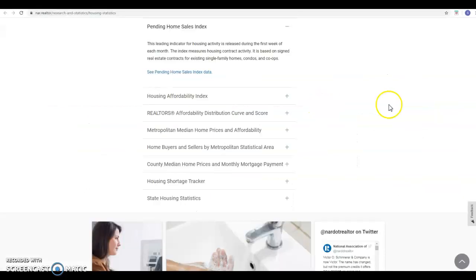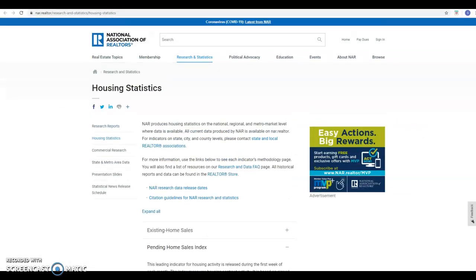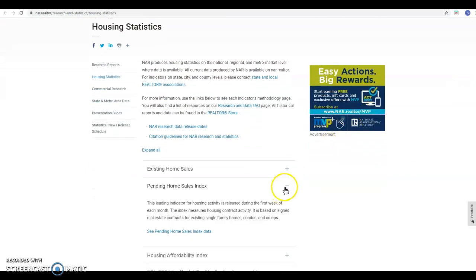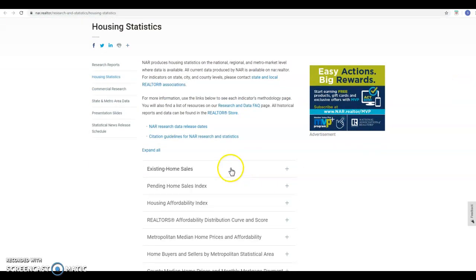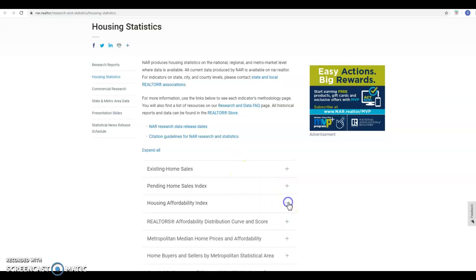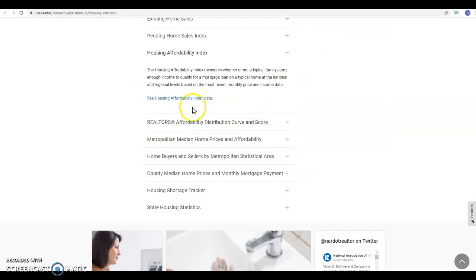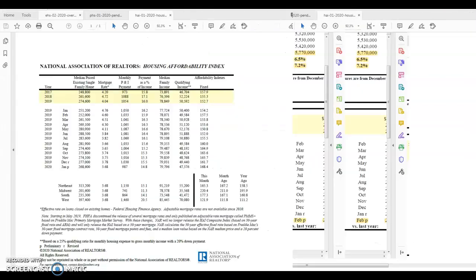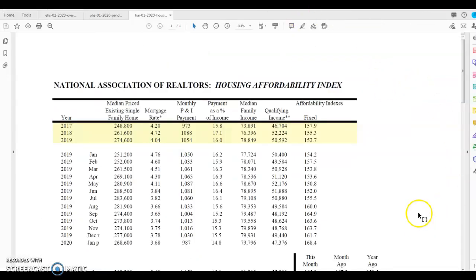All right, now let's go back to our initial page on housing statistics. And we've covered existing home sales, we've covered pending home sales. Now let's look at housing affordability. If you click on this link, you're going to get this data. Okay. Housing affordability is a very important indicator because as prices go up, less and less people are often able to purchase a home. And this can help us understand if housing is reaching a peak.